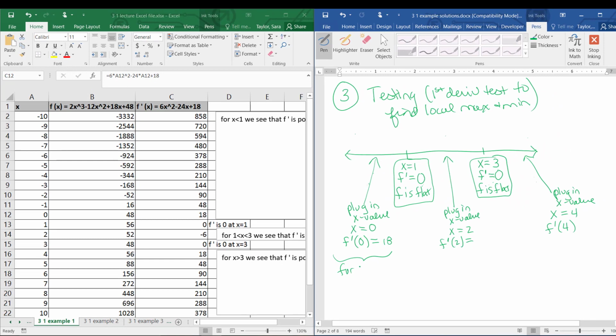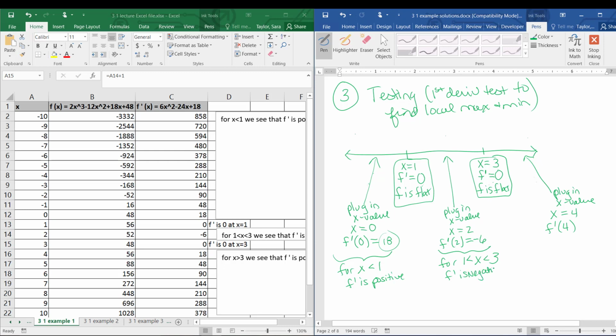For x less than 1, we see f prime is positive. It's not just at x equals 0 that f prime is positive. It's for any x value down here. You can see that in this table. All these values for x below 1, the derivative is positive. Then, at x equals 1, the derivative is 0. Then, at the interval from x equals 1 to x equals 3, in particular at f prime of 2, we get negative 6. On that entire interval for 1 up to 3, we see f prime is negative.